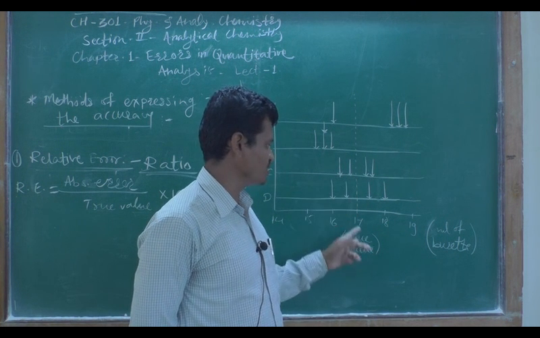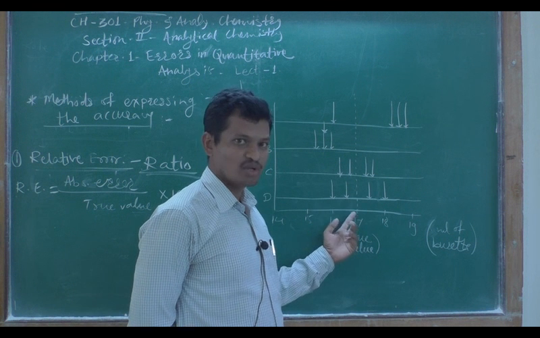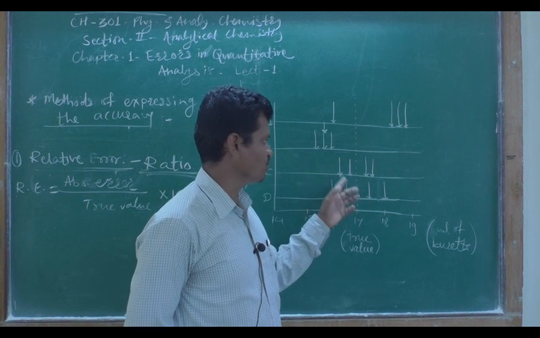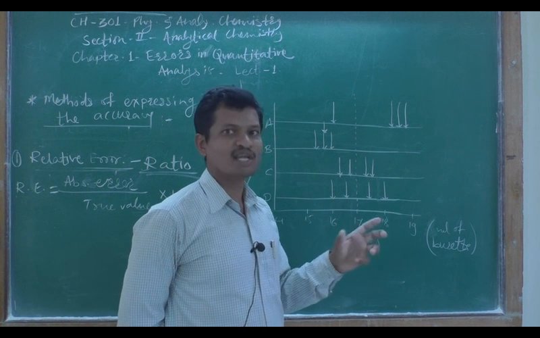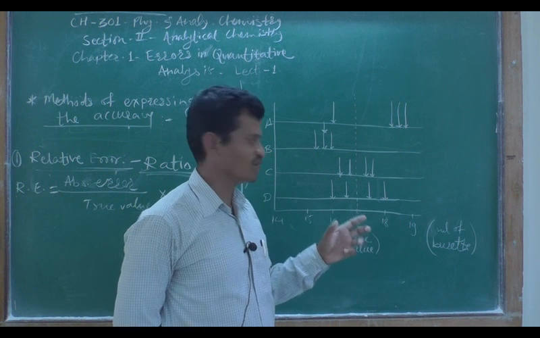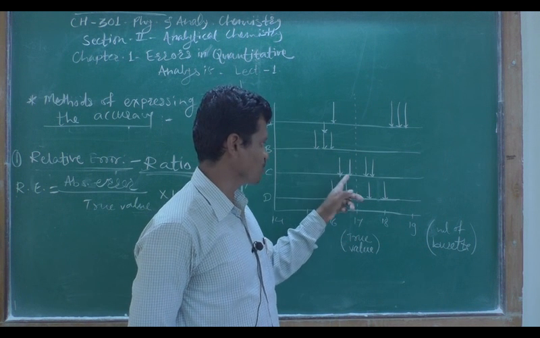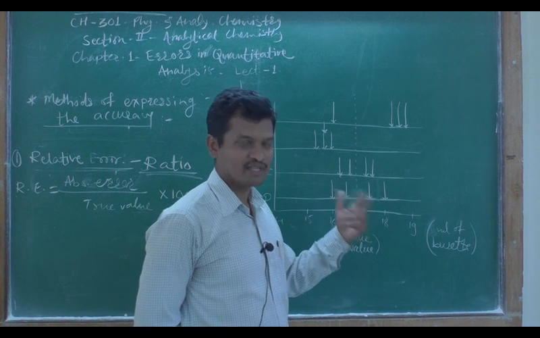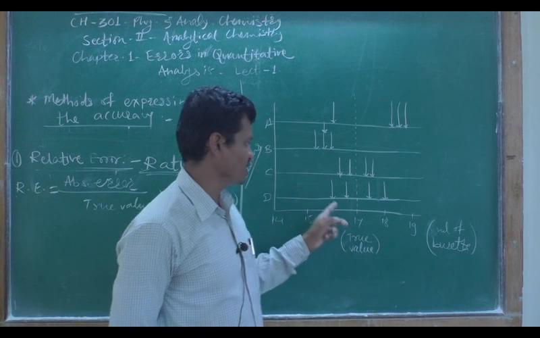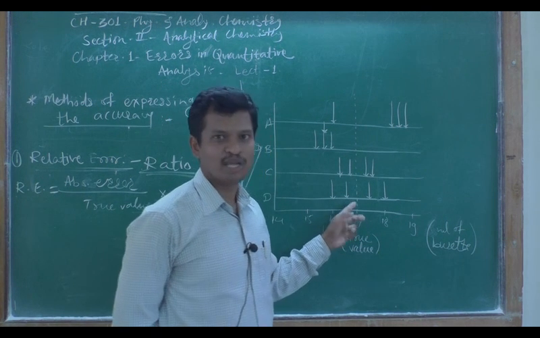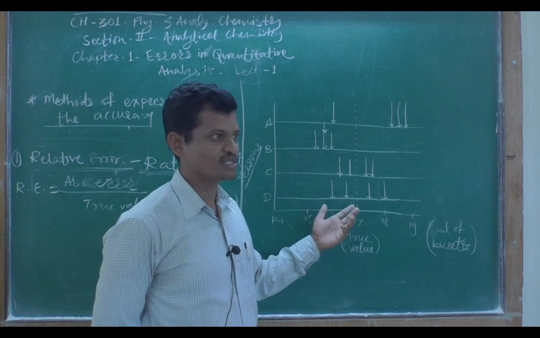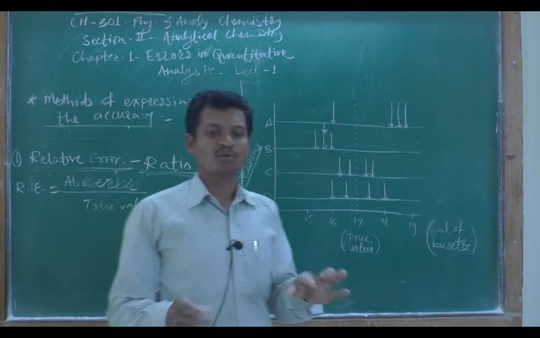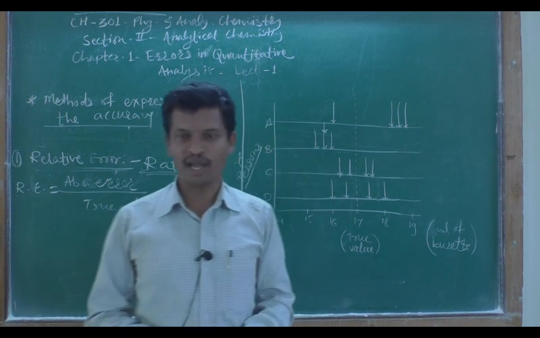Why good accuracy? All 4 observations are nearer to 17 ml. And why good precision? Because all the observations are very close to one another and reproducible, meaning 16.8, 16.9, 17.1, 17.2, so that person is getting reproducible results. And D has poor precision and poor reproducibility, that is, poor precision and poor accuracy. So from this data we can understand the difference between accuracy and precision.